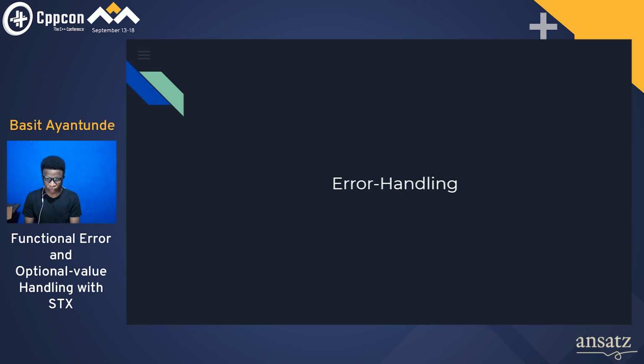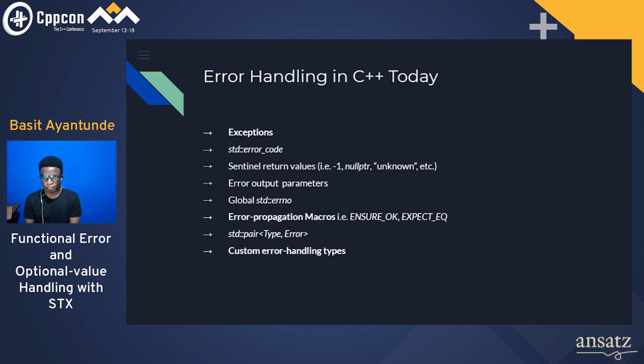Alright, let's move on to error handling. So how is error handling done in C++ today? The standard method for error handling is with exceptions. Other methods include error codes, sentinel or return values, error output parameters mostly with pointers, and the global errno. Error propagation macros like ENSURE_OK, EXPECT_EQ. The std::pair that we use to return both an error code and the value, and other custom error handling types.